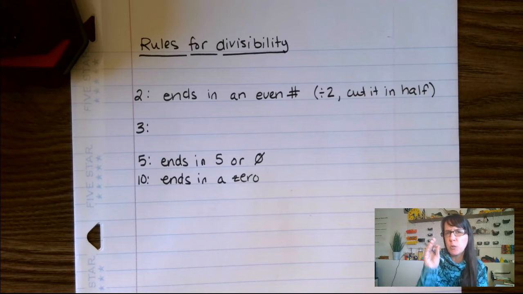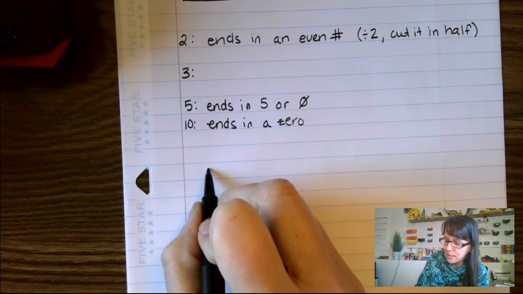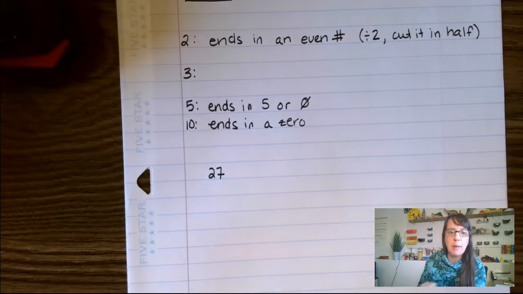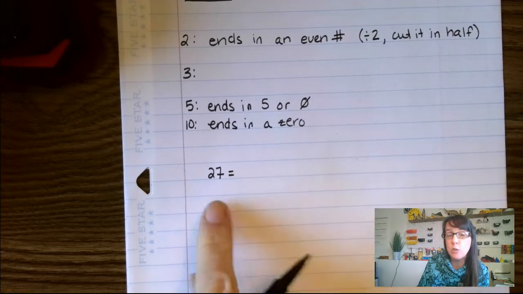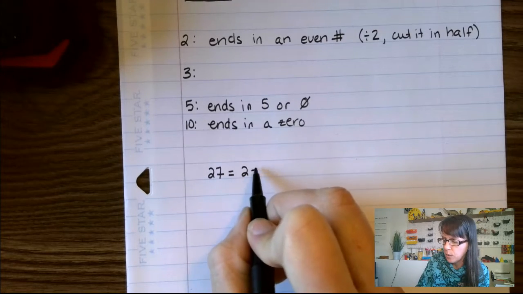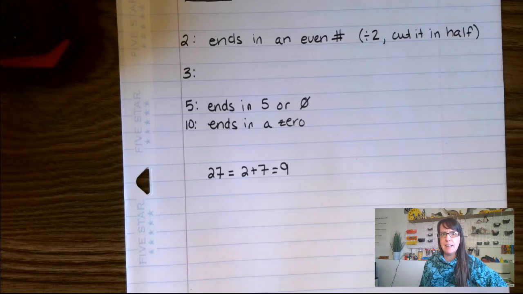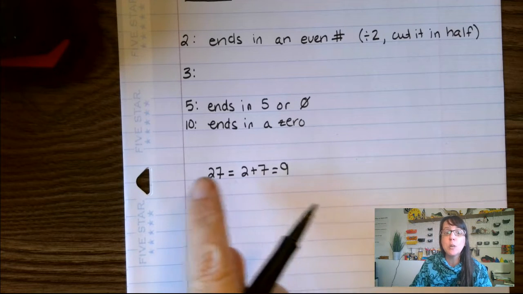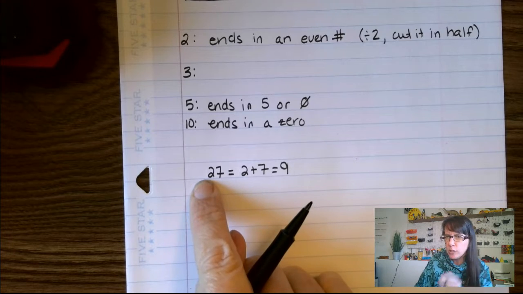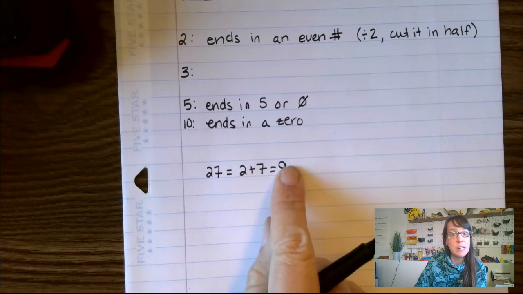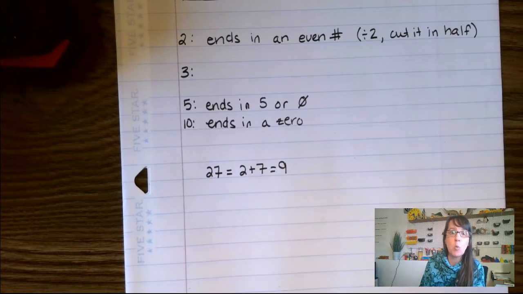Okay, the 3s. The 3s are a little bit tricky, but I want to show you this lovely trick. If I ask you, hey, is 27 divisible by 3? Here's what you do. You take those 2 digits and you add them together. 2 plus 7 equals 9. Does 3 go into 9? Sure heck it does. So 3 is going to go into 27. This also works for 9. Does 9 go into 9? It sure does. So it's going to go into 27.